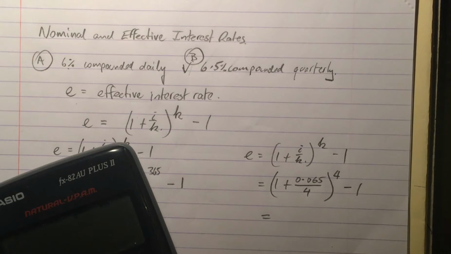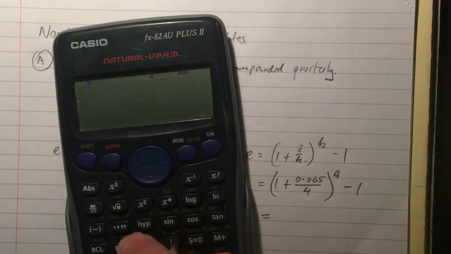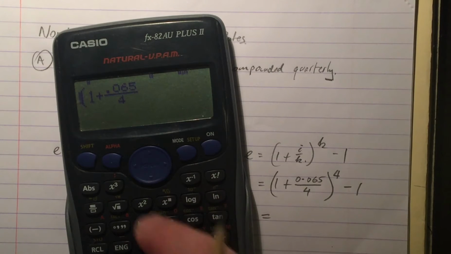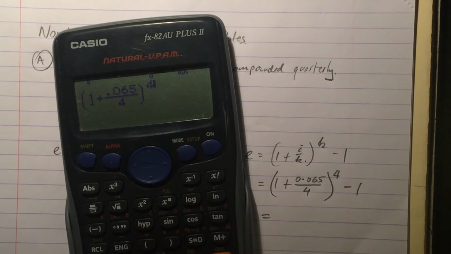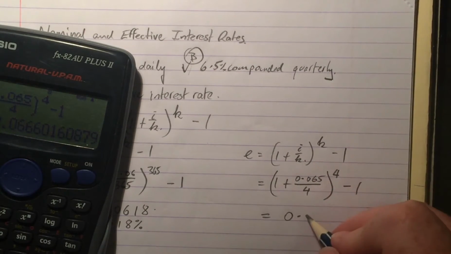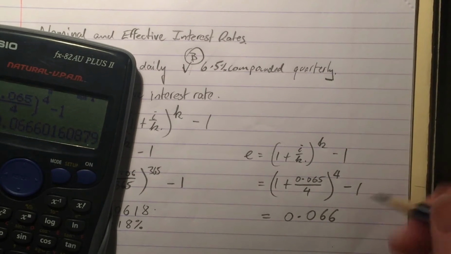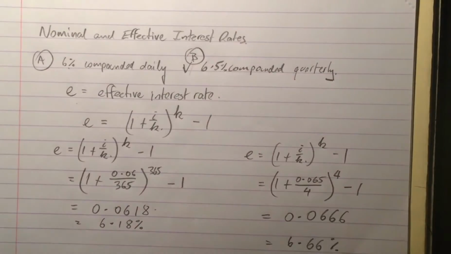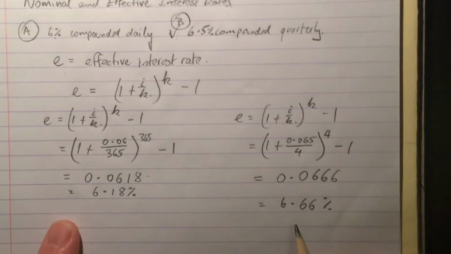If we do that now in our calculator, we'll get 1 plus 0.065 over 4, close brackets, to the power of 4, minus 1. And we get 0.0666, which is 6.66%.